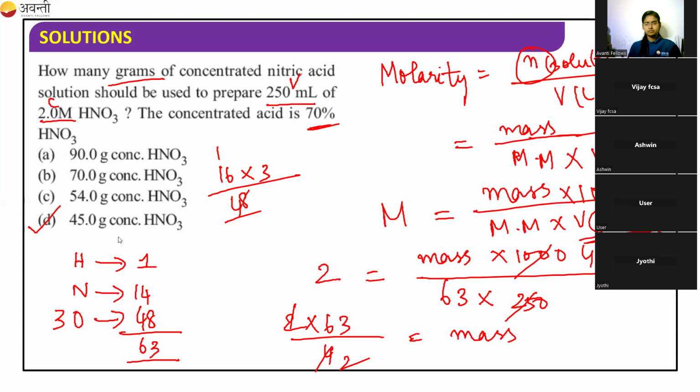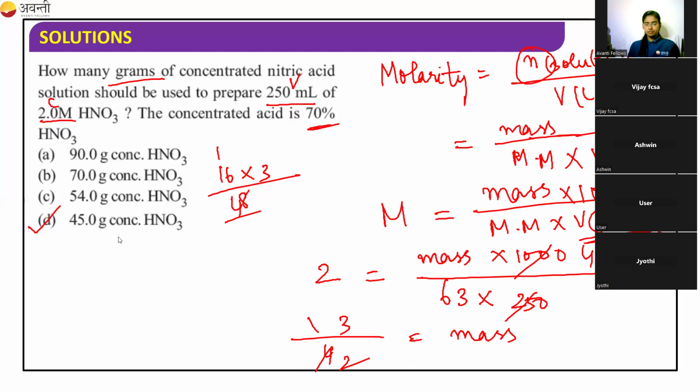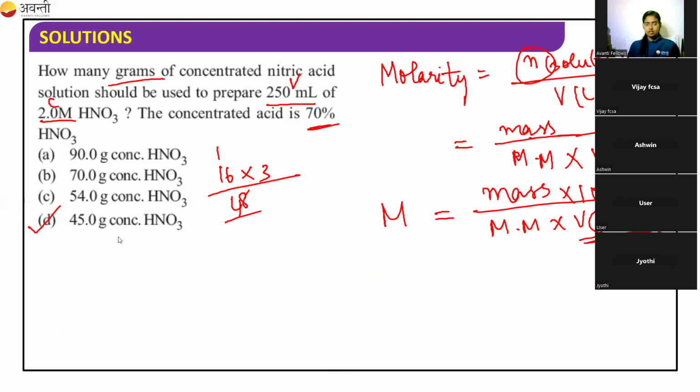Wait, wait, wait. Just wait. So here the weight is 63 by 2 gram, right? And weight of 70 percentage acid means, wait, I'll write here. The weight of 70 percentage acid we have to calculate. So sorry for that. I will let you know. So here 63 by 2 is the weight. 63 by 2 will be the weight there.